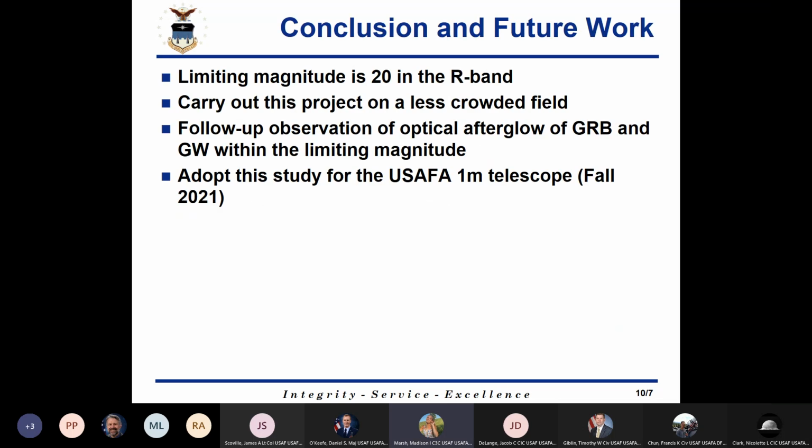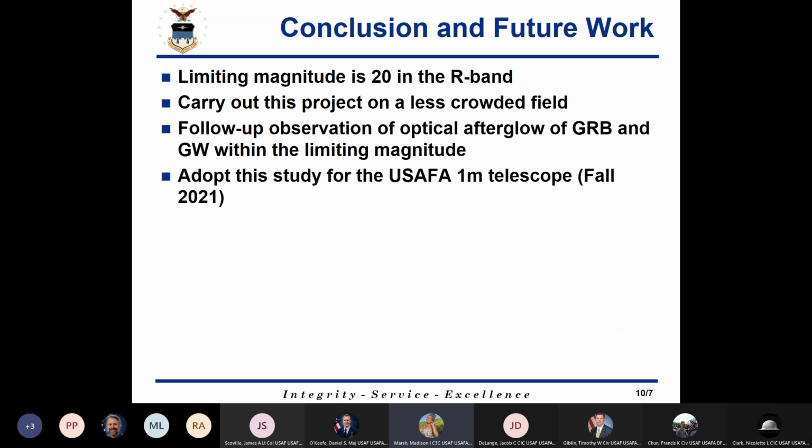Overall, for the conclusion and future work, like I said, the limiting magnitude in the R band is 20 for the Virgin Islands Robotic Telescope. What we want to do next time is carry out this project on a less crowded field, because we saw in the histogram that overcrowded fields can really mess up some of our data. We want both of them to be in congruence with one another once we do it again.